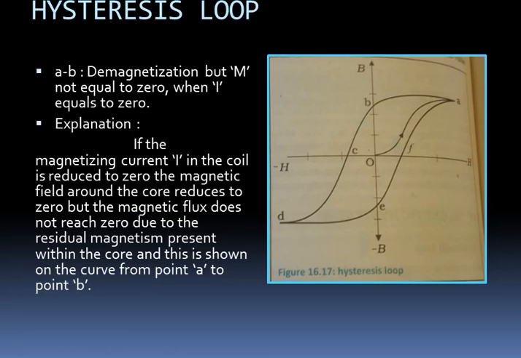Now points A to B correspond to demagnetization, but the magnetization M is not equal to 0 when the magnetizing current I equals 0, and its complete explanation is as follows. If the magnetizing current I in the coil is reduced to 0, the magnetic field around the core reduces to 0, but the magnetic flux doesn't reach 0 due to the residual magnetism present within the core of the ferromagnetic material, and this is shown on the curve from point A to point B.